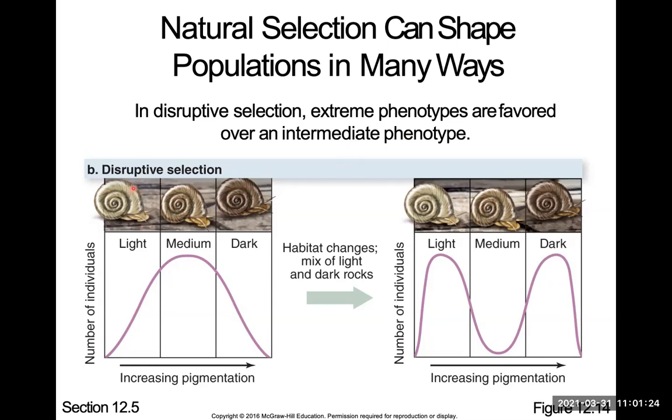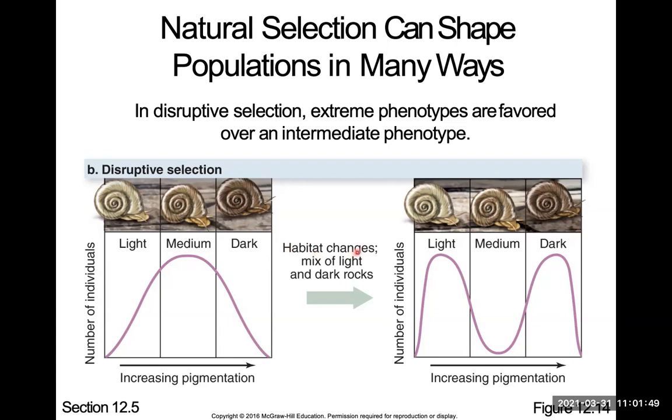So there is a light color snail, there is a dark color snail. Maybe they're living in an environment where there are light color rocks and dark color rocks, but there are no medium color rocks. So this is the original population. I'm just going to say there are no medium color rocks. There are only light or dark color rocks. So these ones get detected more easily and they get maybe eaten up.